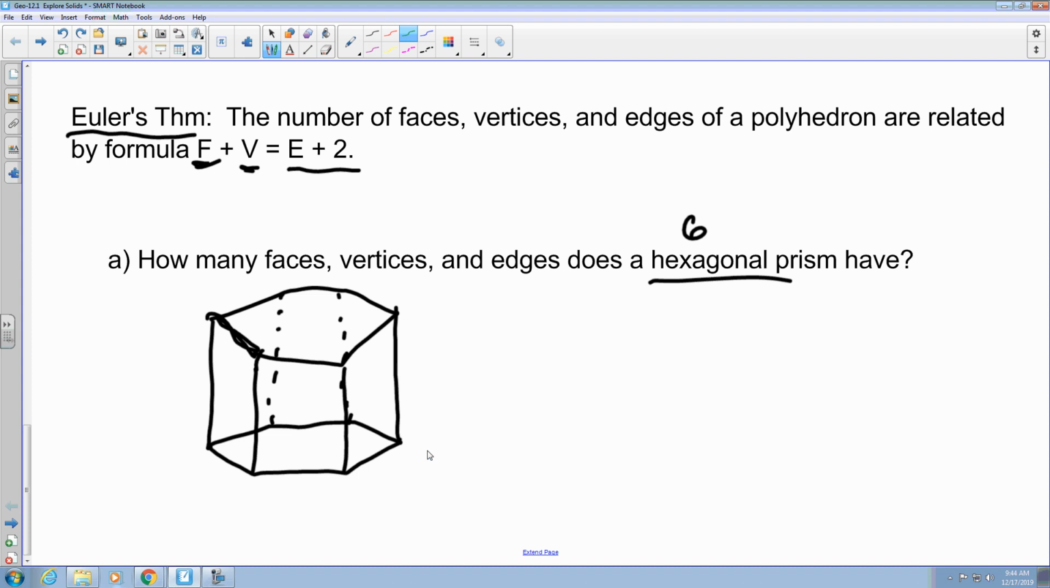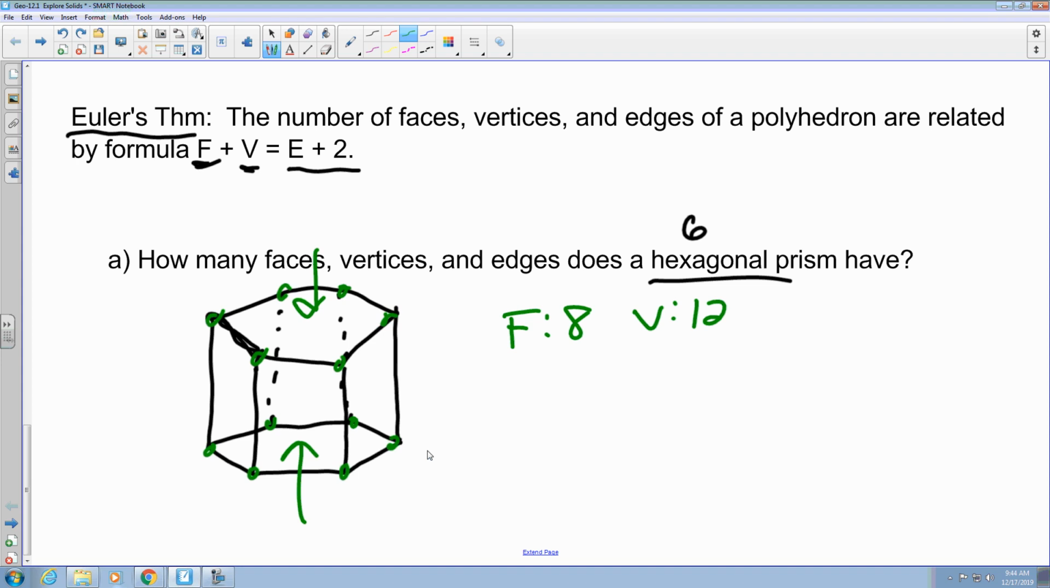And then I'm going to go here and I'll do faces. So I'm going to say this is 1, 2, and there should be 6 lateral faces on there. So I'm going to have 8 faces for this particular example. My vertices, I'm going to have 1, 2, 3, 4, 5, 6, 7, 8, 9, 10, 11, 12. So I got 12 vertices.